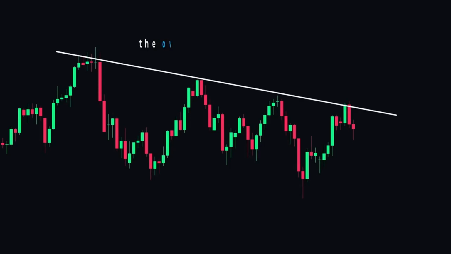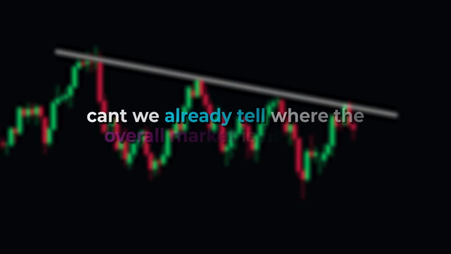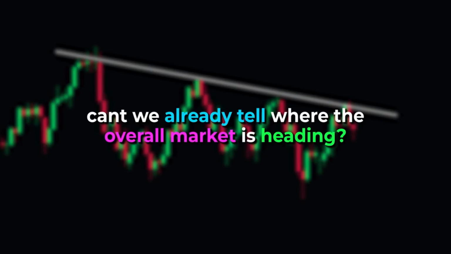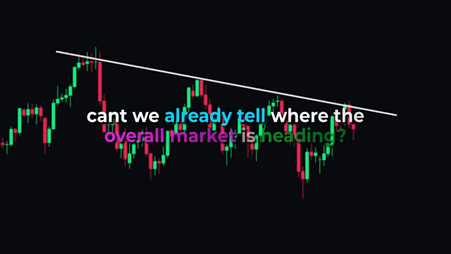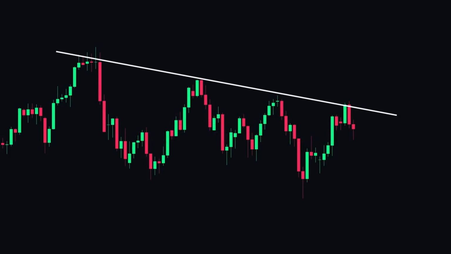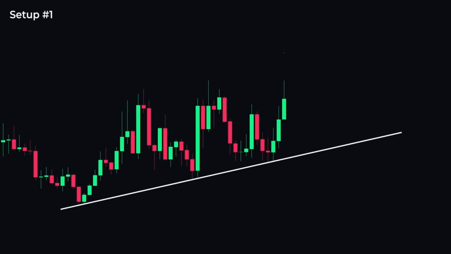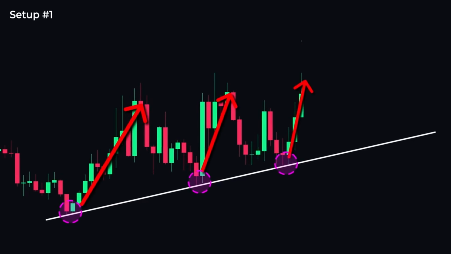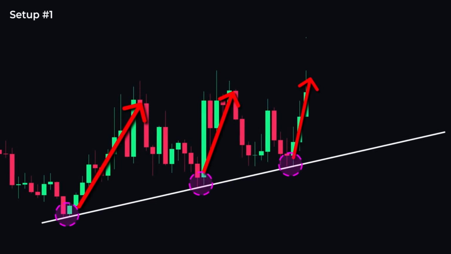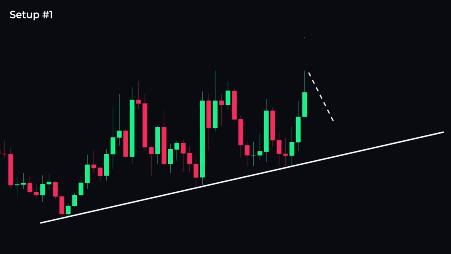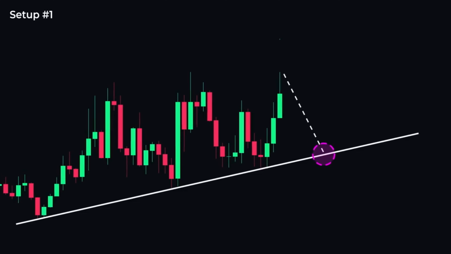Now a question you might be asking is, can't we already tell where the overall market is heading just by looking at it? Why do we even need trend lines? The answer is simple. Trend lines do more than just show the trend. They also help us spot trade setups that we otherwise wouldn't have spotted if we looked at the charts with the naked eye. For example, in this chart, we've applied a trend line by connecting the swing lows. Now notice that in the past, price tends to bounce off the trend line every time it touches it. This tells us that in the future, if price ever approaches the trend line again, there's a high probability that we can expect another bounce.